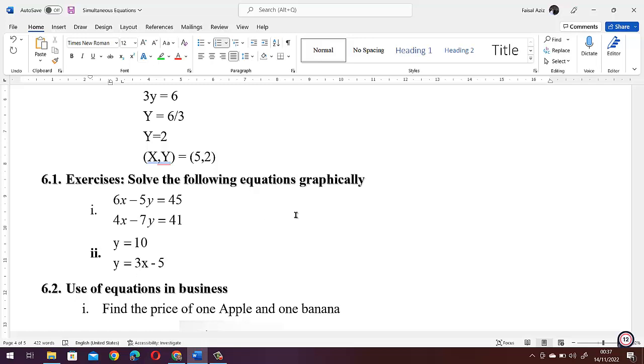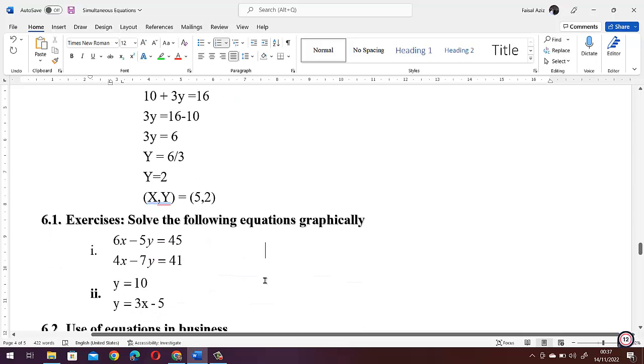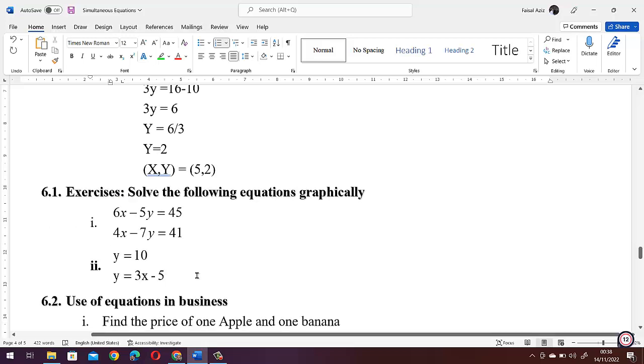Through the algebra method, I've already explained two examples, so this is the way you can solve equations through algebra methods. Another way is that you can solve these equations using a matrix method. This method I've already explained in one of my videos regarding matrix. I will keep the link in the description so that you can see how we can solve two equations using a matrix method.